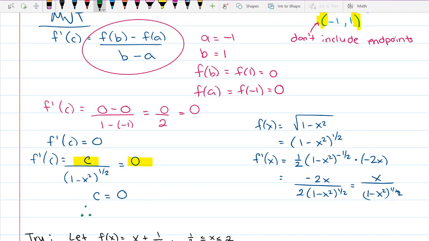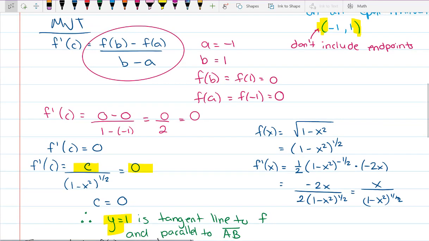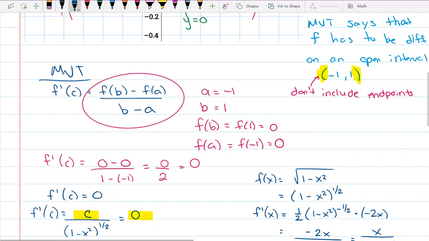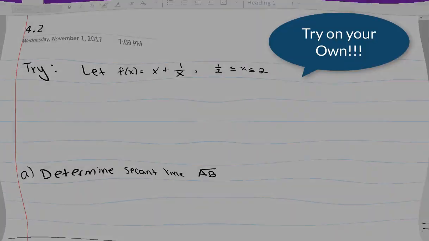Our conclusion then is that y equals 1 is the tangent line to f and parallel to the line AB. And where in the world did this y equals 1 come from? Where this y equals 1 came from is I noticed that this c value is 0. So that's my x value, and I go ahead and look on my graph. My x value is 0, so this point on my graph right here is (0, 1). That means that the tangent line is right here.